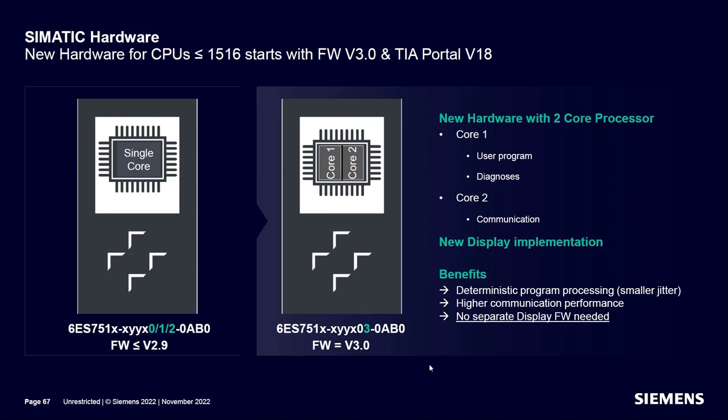So first thing to start off with the 1500 family, a huge change in the hardware. We went from a single core to a dual core on everything from a 1511 all the way up to the 1516. 1517, 1518 were dual core beforehand. I think also a 1516 TF previously was a dual core. So that's really going to improve your performance, your cycle times, and you notice here it is resulting in a part number change. So the middle section here having that 03 in it indicates to us that that has firmware version 3.0 capability and that dual core on there.